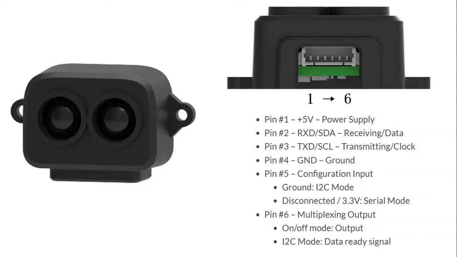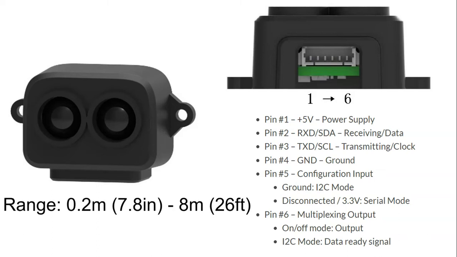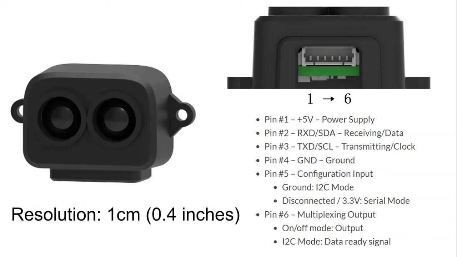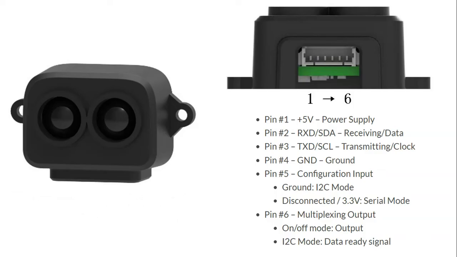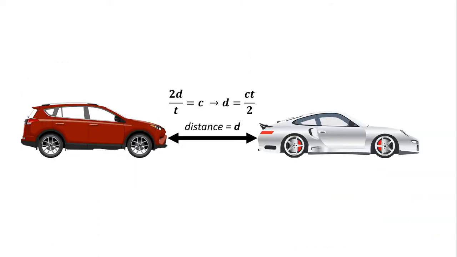So now a little bit more about the sensor. It can measure anywhere between 0.2 meters to 8 meters, or 7.8 inches all the way to 26 feet, and has a resolution of 1 centimeter or 0.4 inches. The sensor accuracy is 6 centimeters when measuring less than 3 meters or less than 9.8 feet, and 2% when measuring between 3 and 8 meters. So between 9.8 feet and 26 feet, meaning that when measuring 8 meters, the accuracy will be 16 centimeters or 6.3 inches. So now this is what I was mentioning earlier.